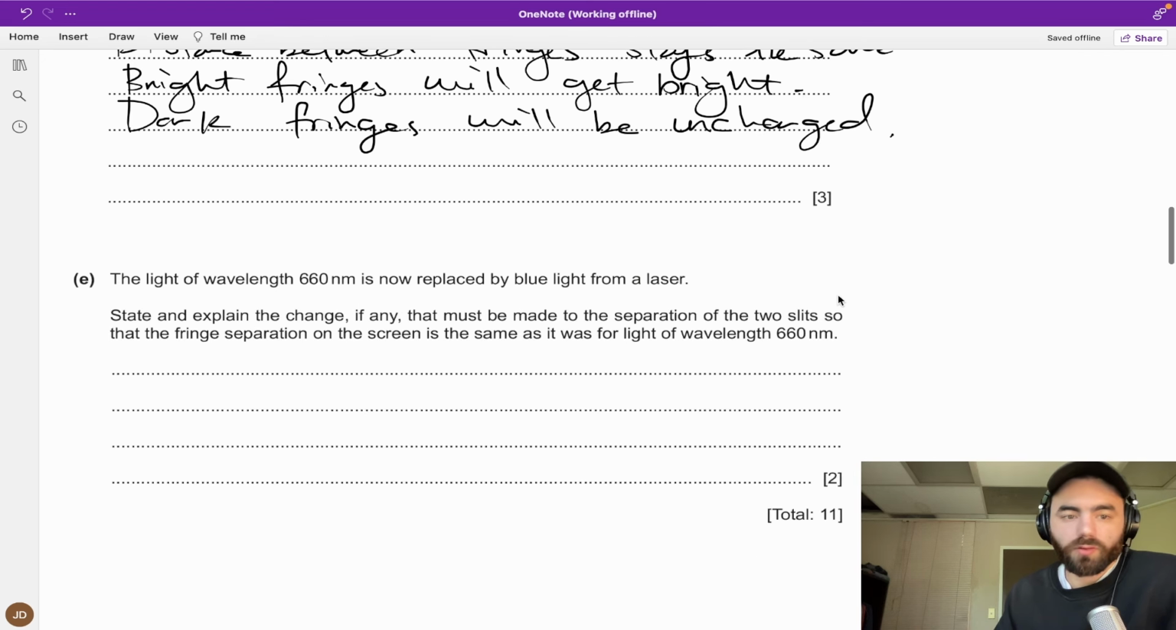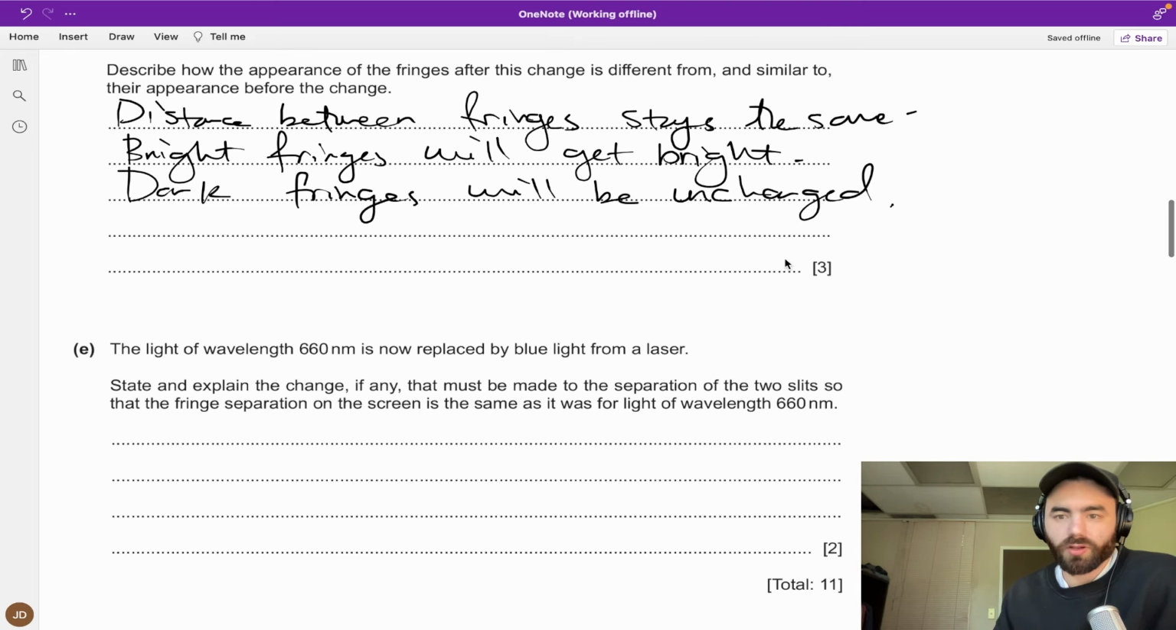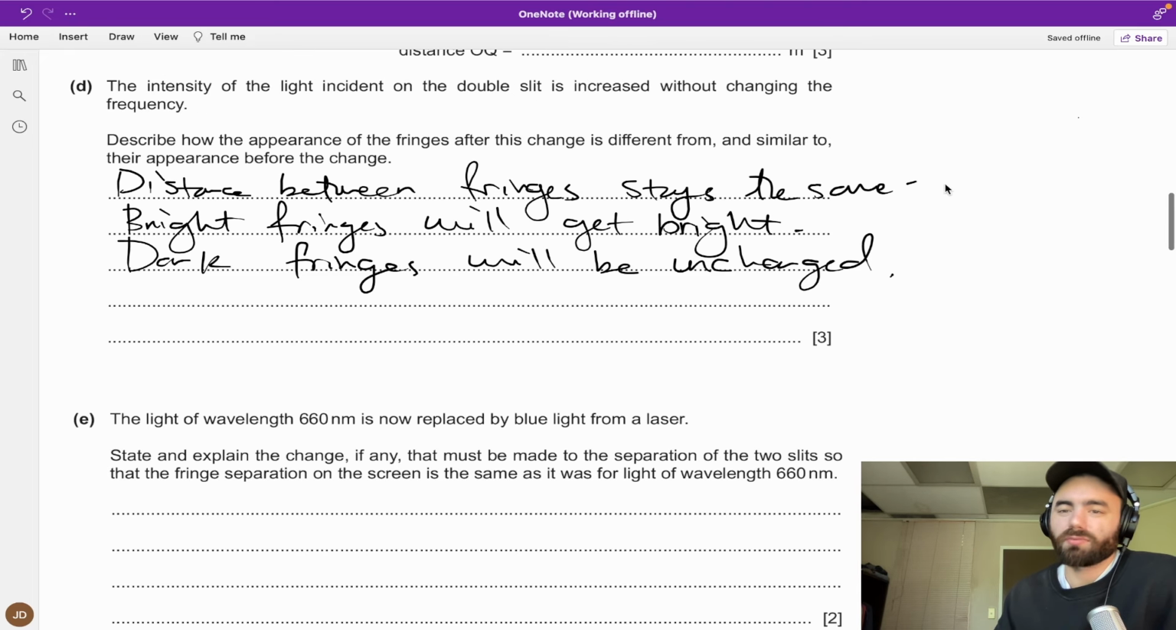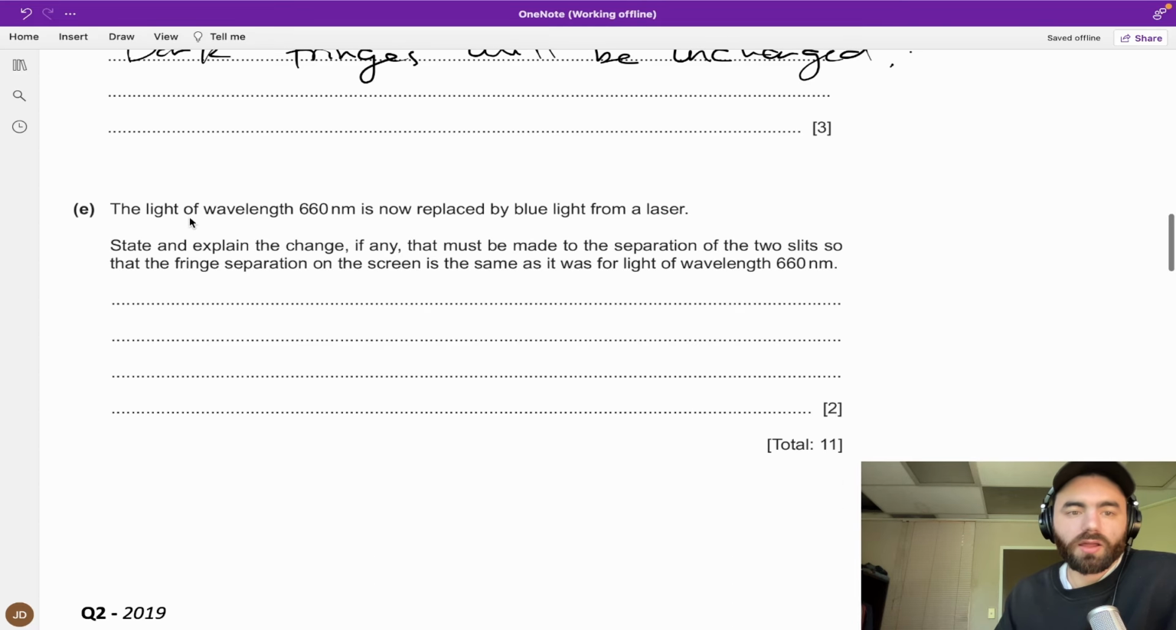I guess that's what they want. The light, it's important. Like, I looked at 3 marks, so I made 3 points. That's why I said, if it was 2 marks, I probably wouldn't have said that. But 3 marks, I guess I'll say that. The light of wavelength 660 is now replaced with blue.